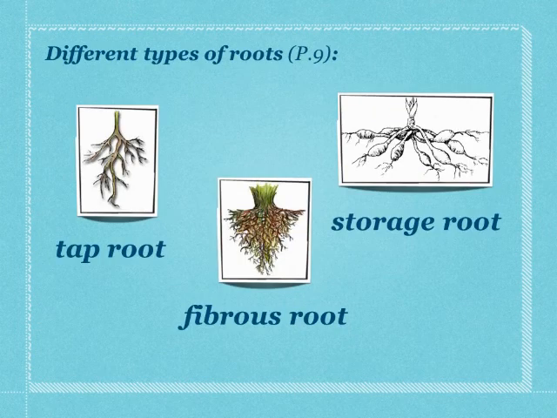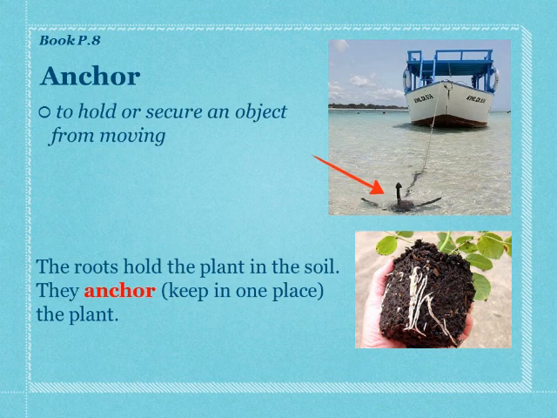Page 9. Different types of roots. Taproot, fibrous root, storage root. Page 8. Anchor. To hold or secure an object from moving. The roots hold the plant in the soil. They anchor, keep in one place, the plant.